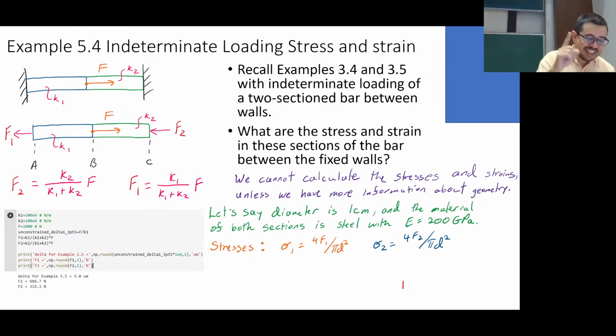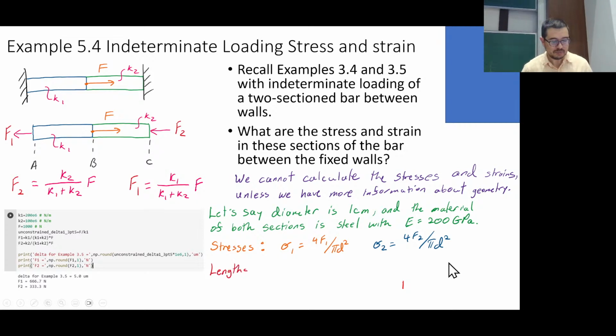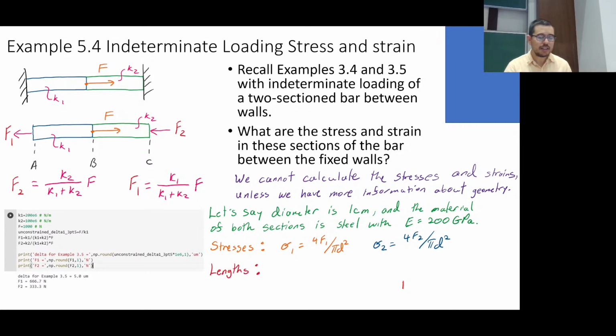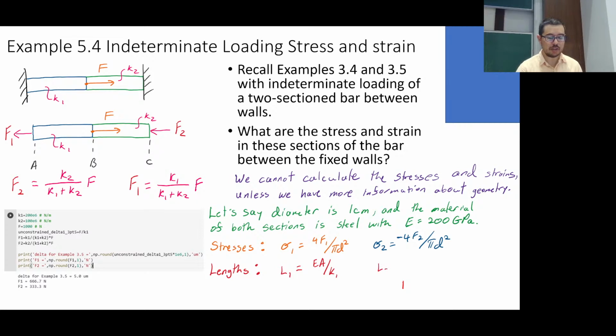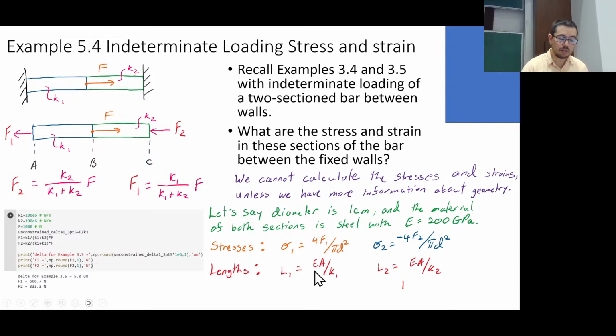Anyway, so for stress we have sigma 1 equal to 4F1 over pi d squared, and sigma 2 equal to 4F2 over pi d squared. And then if we want to calculate the spring constants, we can do this, or we can relate. So these are true statements.